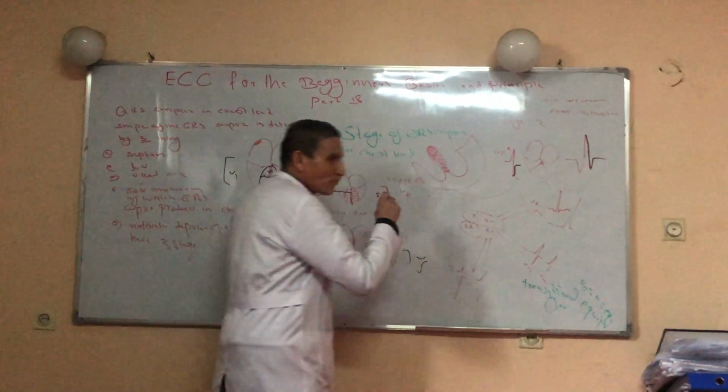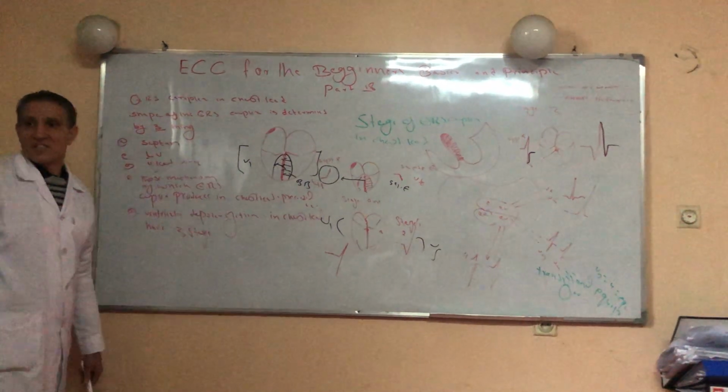This is called normal R wave progression in the chest leads.